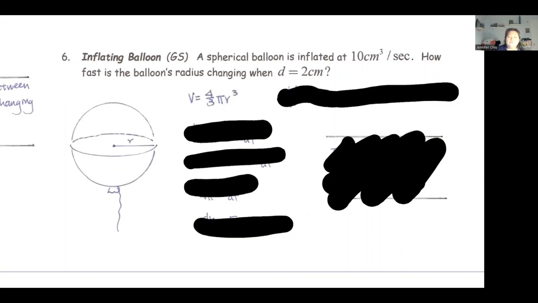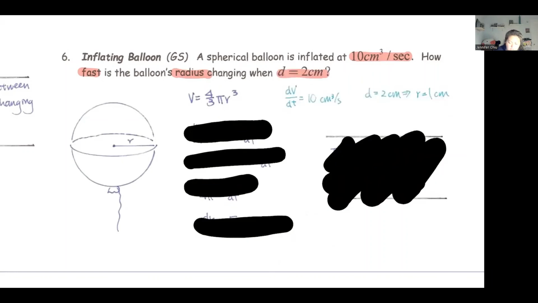Now let's take a look at the information given to us. The balloon is inflated at this rate, so this is the rate for volume. And I'm looking for how fast the balloon's radius is changing, so I'm solving for dr/dt, and I'm given the diameter is equal to 2 centimeters. So I know dV/dt is 10 cubic centimeters per second. And given that the diameter is 2 centimeters right now, we can solve for the fact that the radius must be 1 centimeter at this moment.